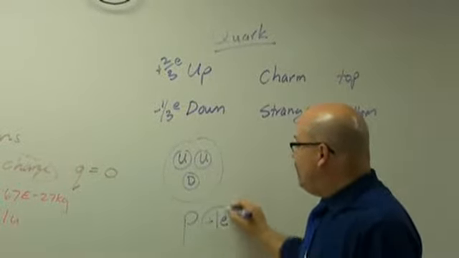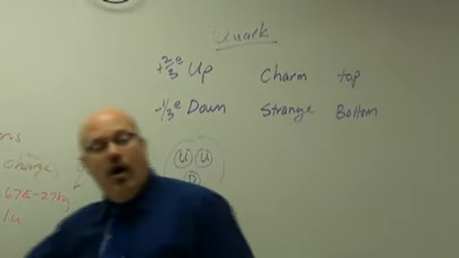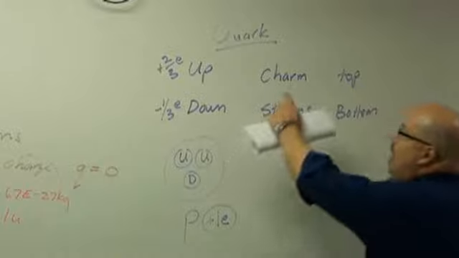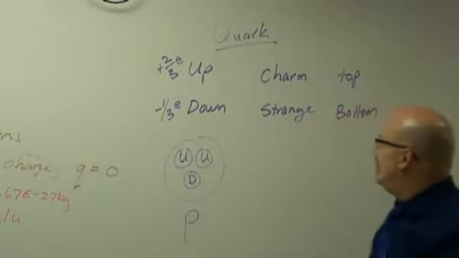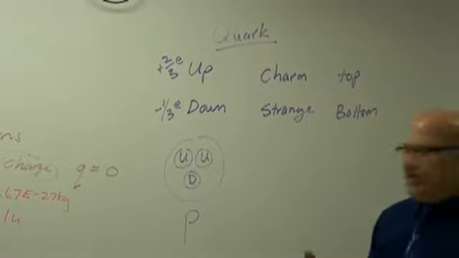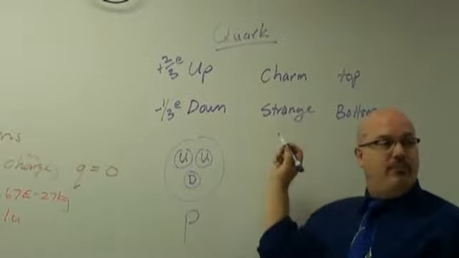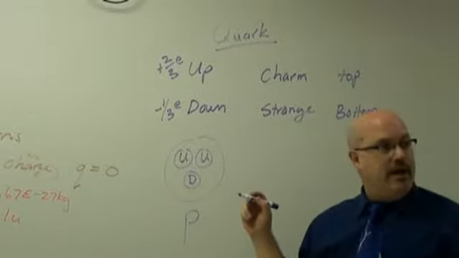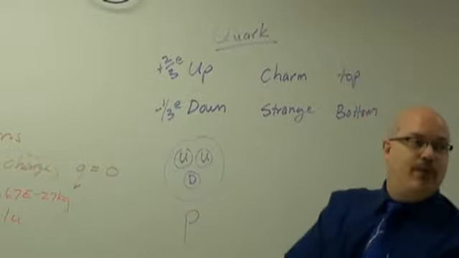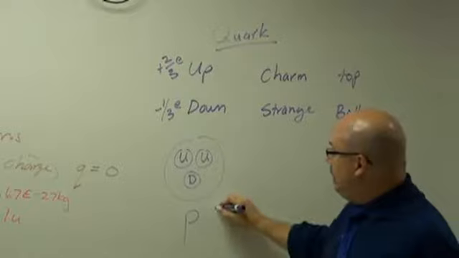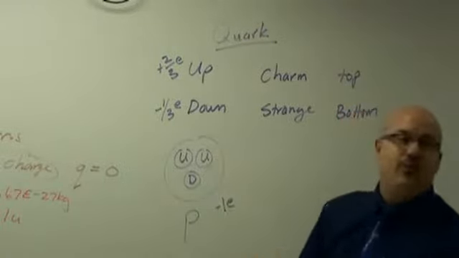Wait, so can the proton be made out of a charm and a top and a strange? There are other things that could be made up of, say, 2 charms and 1 strange. I don't remember which one. I think the charm is positive and the strange is negative, but I'd have to look it up. You could, but it wouldn't be called a proton. It'd be a different particle. The proton is always made up of 2 ups and a down, which gives it a plus 1 electron charge, because you've got a plus 2/3, a plus 2/3, and a minus 1/3.